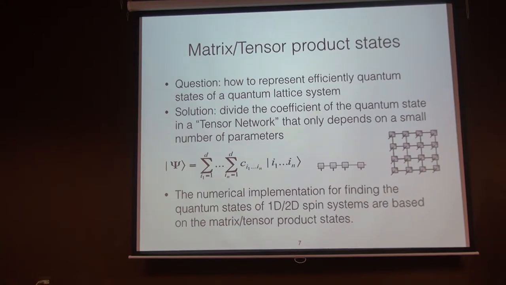and this tensor network just depends on a small number of properties. So this method is a tensor product state. In the following, for 1D, I use a matrix product state. For 2D, I use a tensor product state as a starting wave function state.